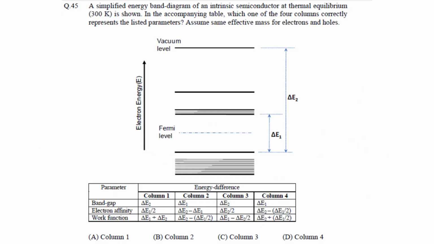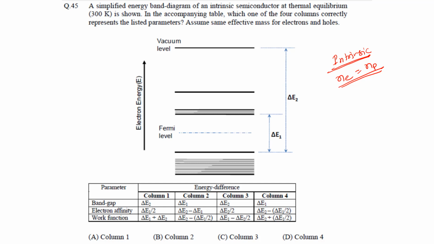Now let us move to next question. A simplified energy band diagram of an intrinsic semiconductor at thermal equilibrium 300 Kelvin is shown. In the accompanying table, which one of the four columns correctly represents the listed parameter? Assume same effective mass for electrons and holes. Okay. Here it is given that the semiconductor is intrinsic. Intrinsic means number of electrons is equal to number of holes here.